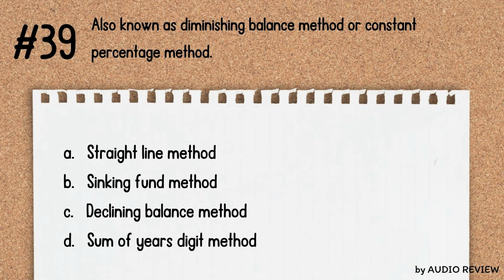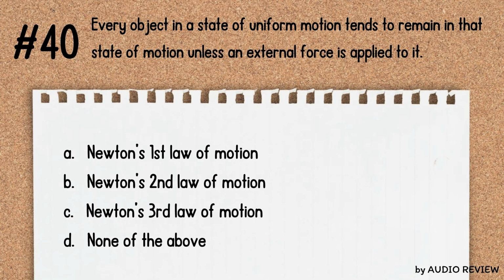Question number 39. Also known as diminishing balance method or constant percentage method. A. Straight line method. B. Sinking fund method. C. Declining balance method. D. Sum of years digit method. The answer? It's C. Declining balance method. Declining balance method. Also known as diminishing balance method or constant percentage method. Declining balance method.